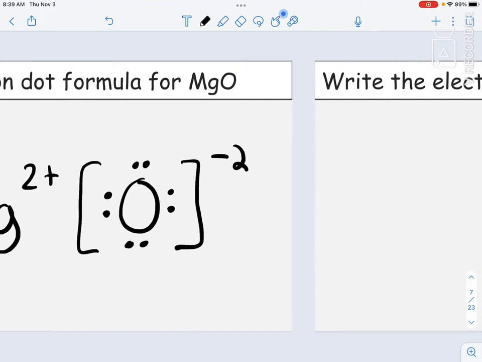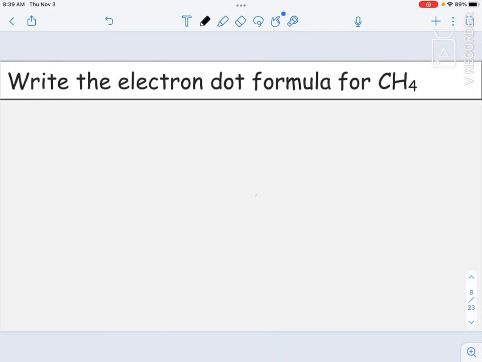Okay, let's move on to CH4, otherwise known as methane. It's a covalent bond. Total number of valence electrons. Carbon has 4. Hydrogen has 1 valence electron, but there's 4 of them. So we have a total of 8 valence electrons. You always want to put the lone atom, or carbon, in the center. In this case, we have a carbon, so carbon goes in the center.